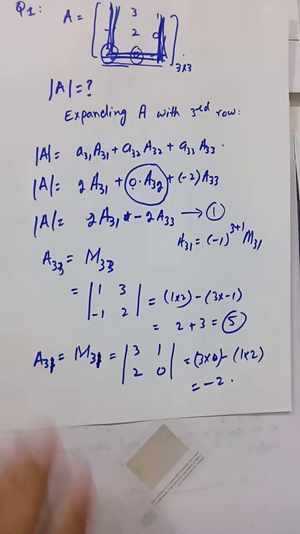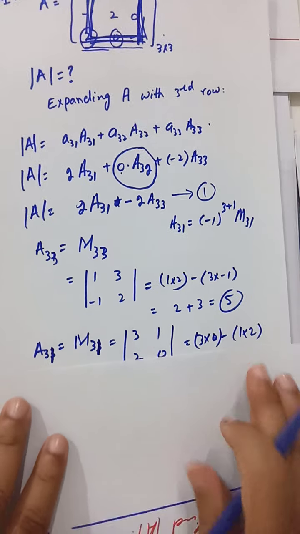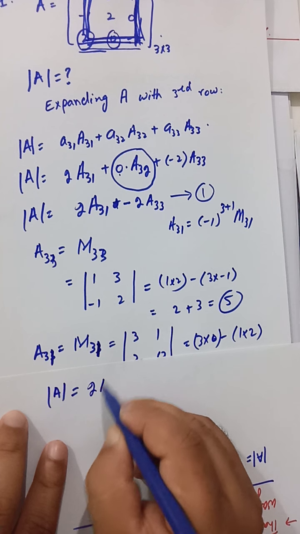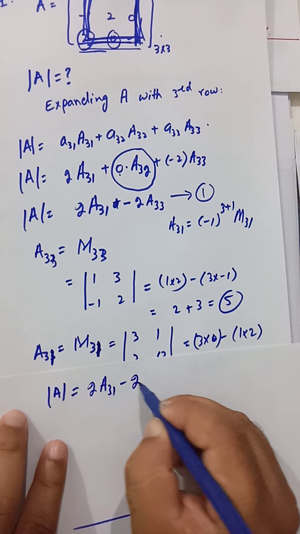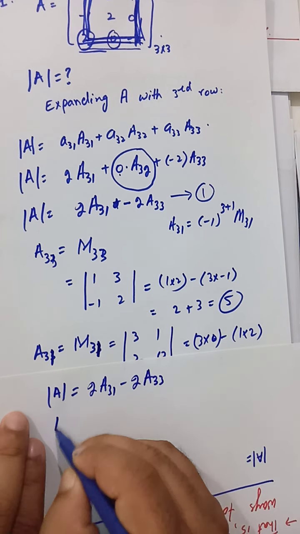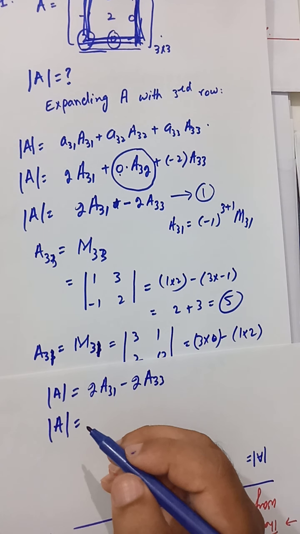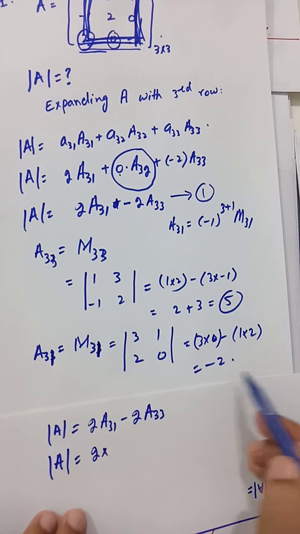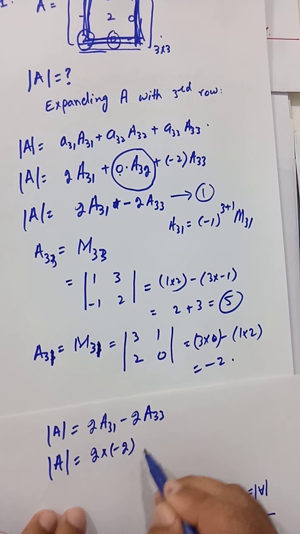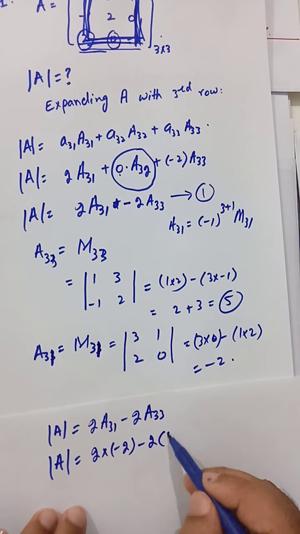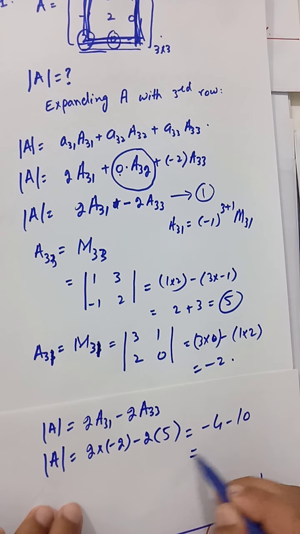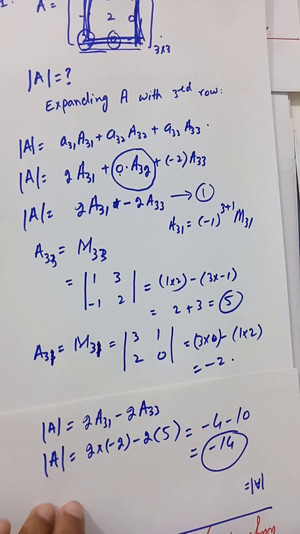So you see that the determinant of A is equal to 2 times A31 minus 2 times A33. So the determinant of A will be equal to 2 times A31, which is minus 2, and this A33 is 5. So this is minus 4 minus 10. So this is minus 14. So this minus 14 is the determinant of the matrix.